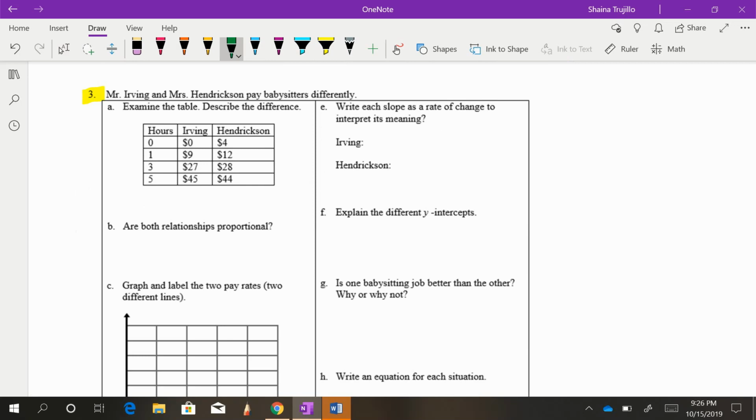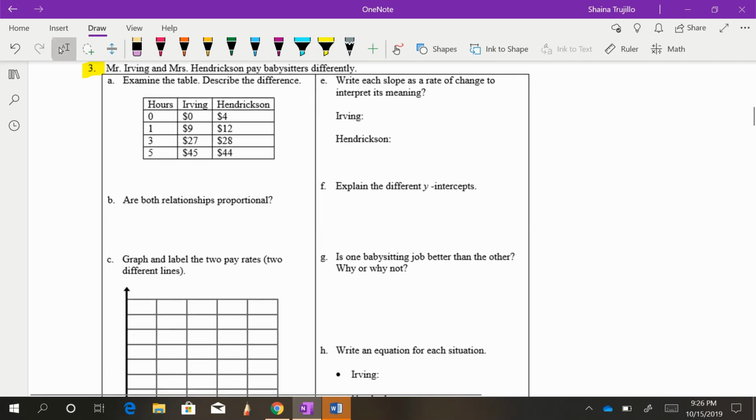Okay, Mr. Irving and Mrs. Hendrickson pay babysitters differently. Part A says to examine the table. Describe the difference. Okay, so here we have the Irvings, here we have the Hendricksons. Okay, so it looks like the Irvings don't pay babysitters any money for babysitting 0 hours. Ooh, it looks like the Hendricksons pay their babysitters $4 at the very beginning of the shift, just for showing up. Okay, so let's describe our difference.